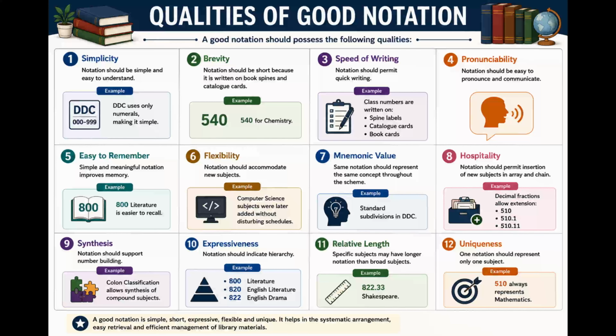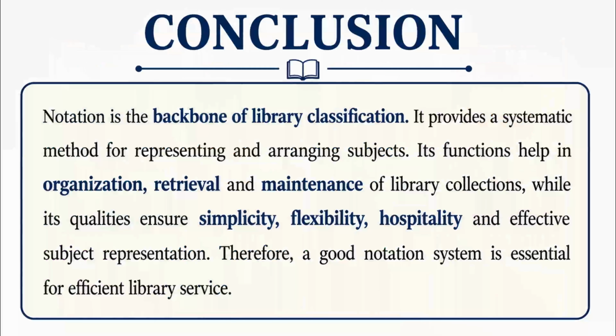So, students, this is the complete explanation of notation, its functions, and qualities. To conclude, notation is the backbone of library classification. It helps libraries arrange books systematically, retrieve information quickly, and maintain logical order among subjects. A good notation system must be simple, flexible, expressive, and hospitable so that libraries can effectively organize the growing universe of knowledge.